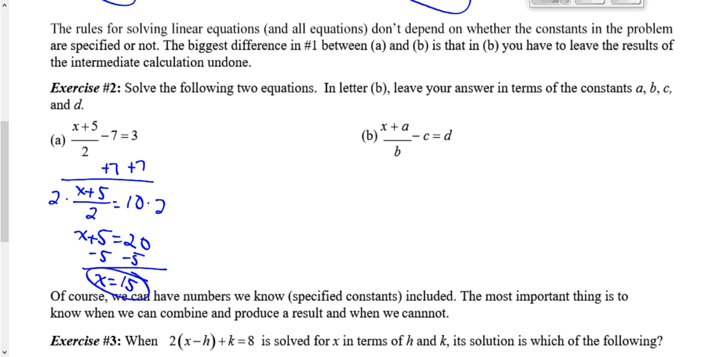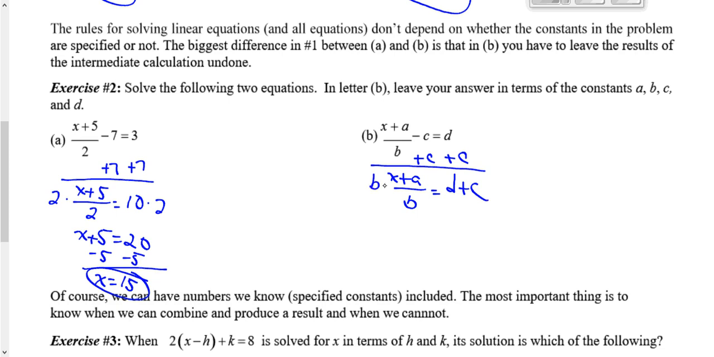Again, we knew the numbers, so we can actually combine, add, subtract, multiply, and divide them. But in part B, it looks a lot like this, but let's see what it looks like when we get done, when there are no numbers. So what should we do over here? Add c to both sides, solving it for x, obviously. So we get x plus a over b equals d plus c. And now what do we do? Multiply by b, both sides.